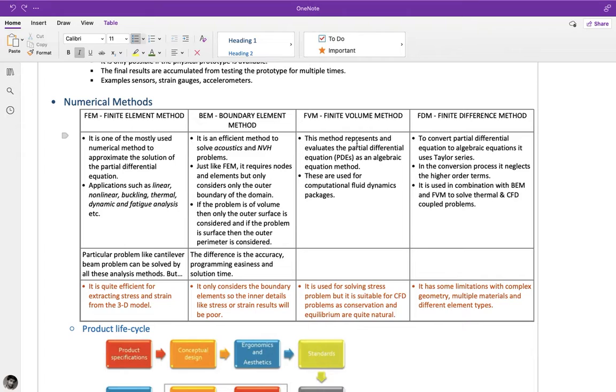When we go to the finite volume method and FDM, they are basically used for the CFD packages, and they are really good for solving stress and strain problems, but particularly for CFD, and it's quite natural. It has some limitations with complex geometry, multiple materials and different element methods.